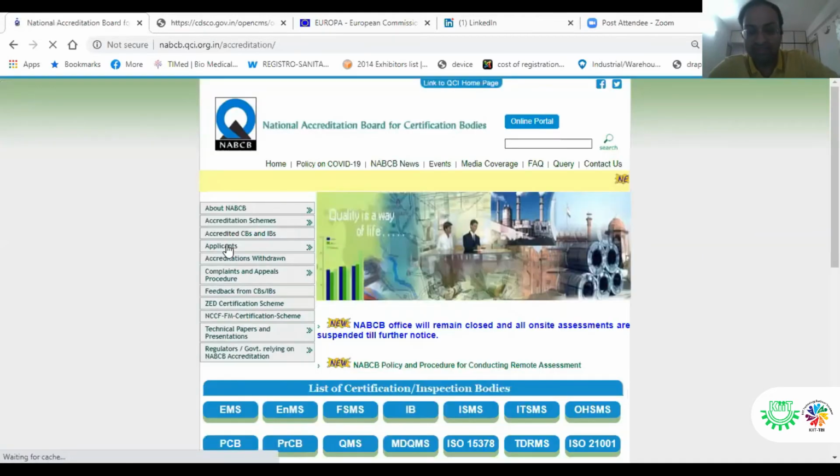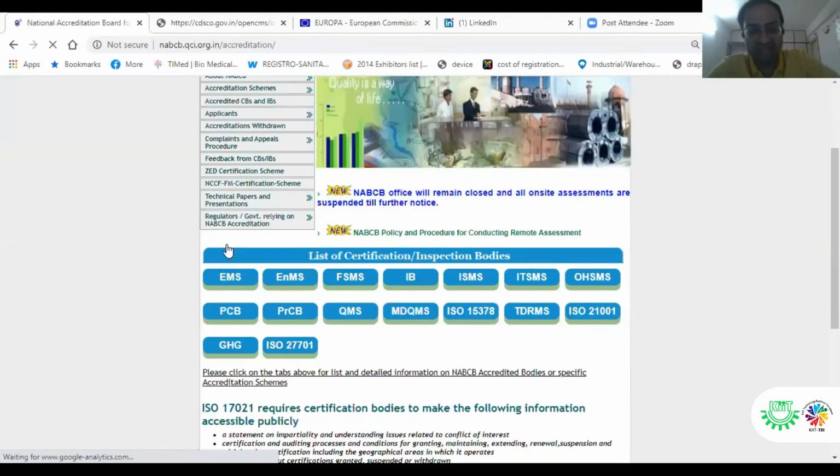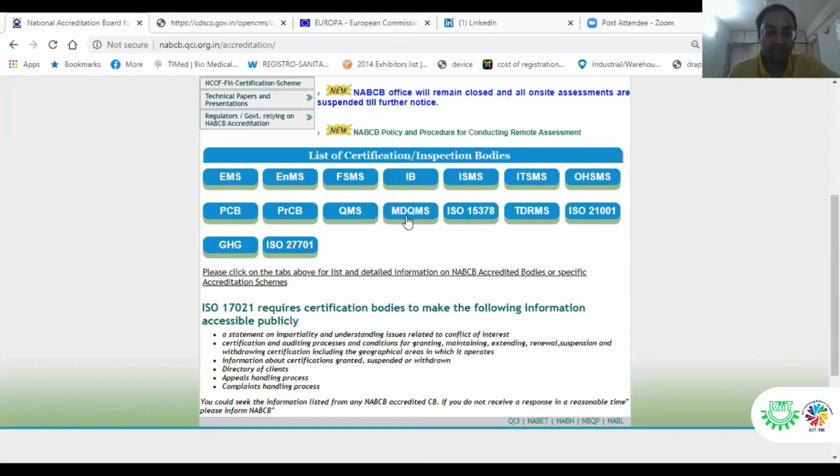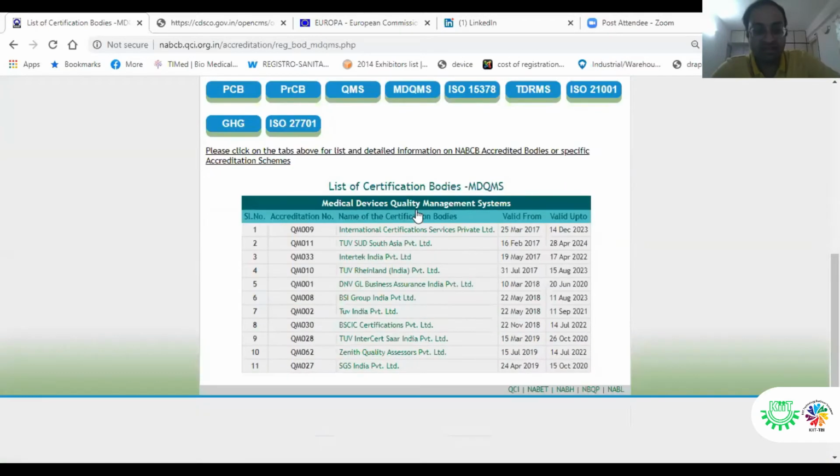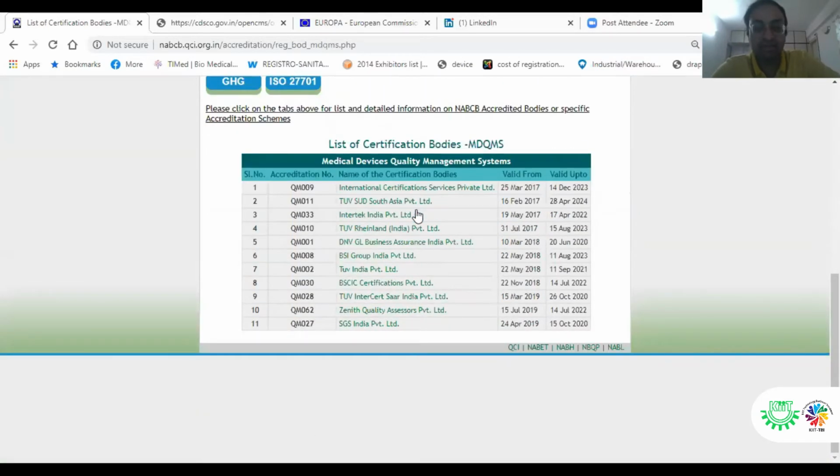Now you will see the list of certification or inspection bodies. Here you can see MDQMS. MDQMS means Medical Device Quality Management System. Now we will select this. Now you can see that in India there are only 10 notified bodies accredited by NABCB to give you the certificate as per the requirement of 1345/2016.